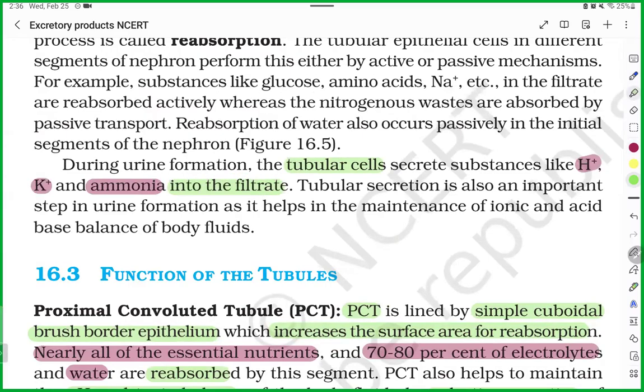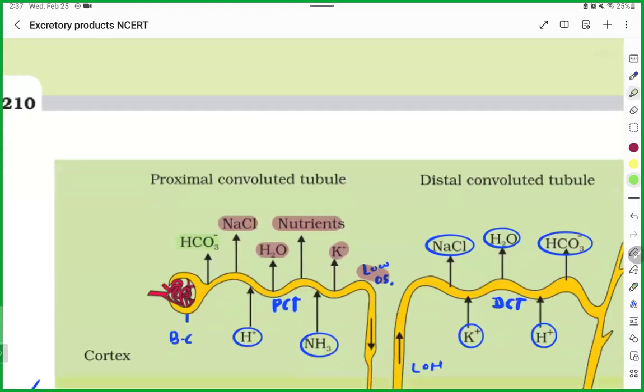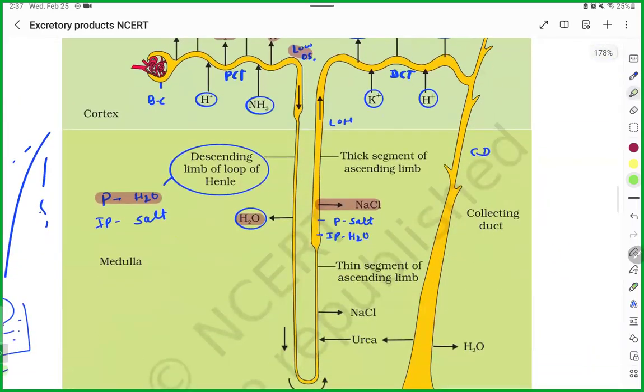Correct? And this secretion is important because it maintains ionic and acid-base balance. If there is too much acid, ammonia will be released. If there is too much base, H positive will be released. If we have to balance the salt, K positive will be released. Balance ultimately. Okay.